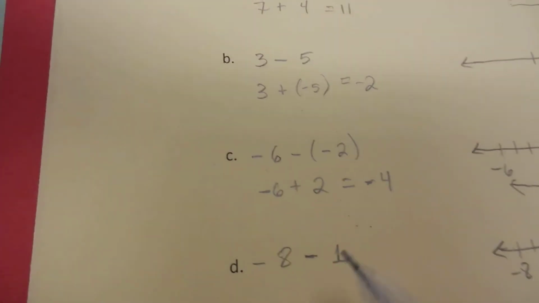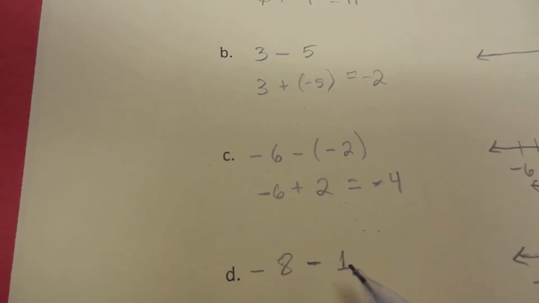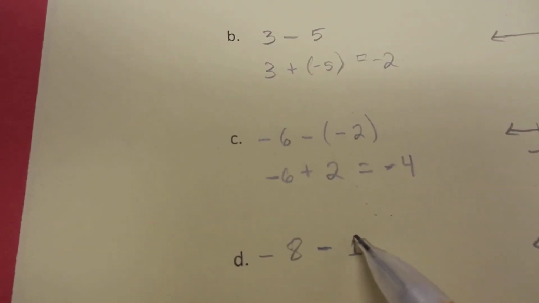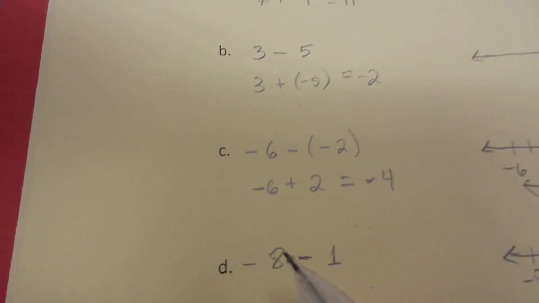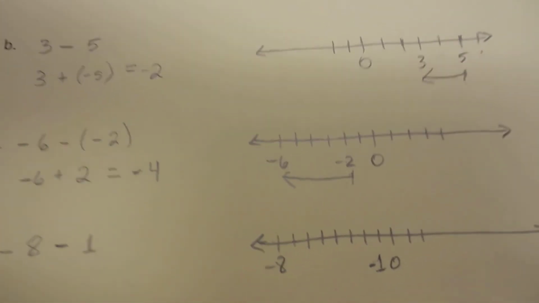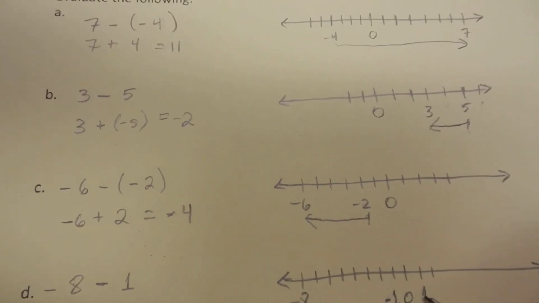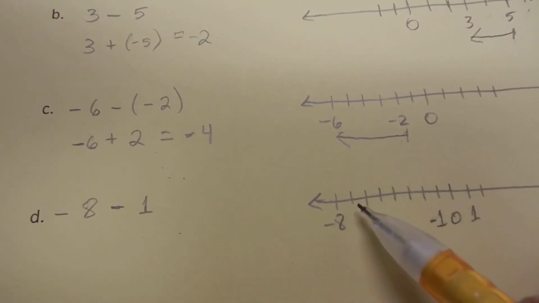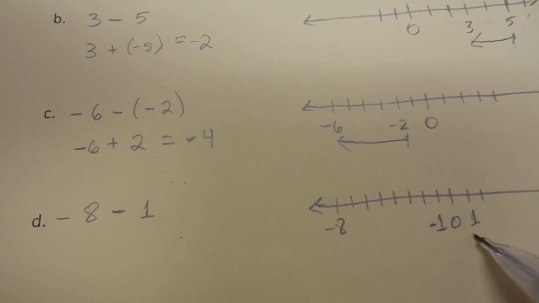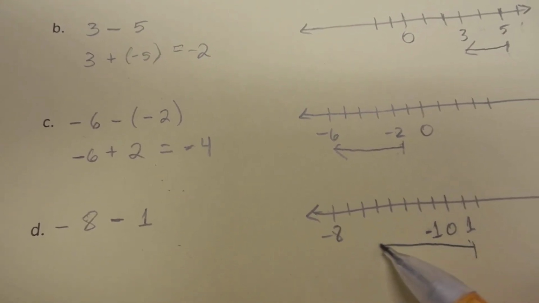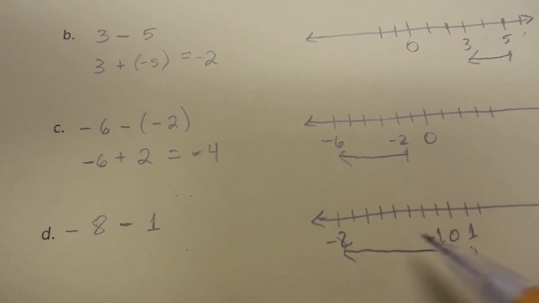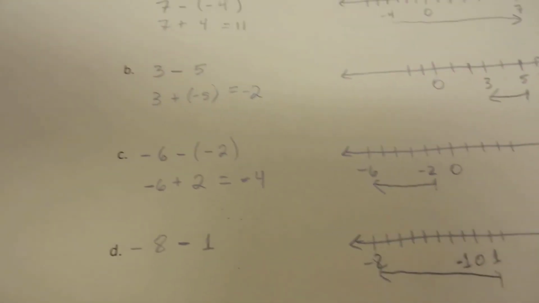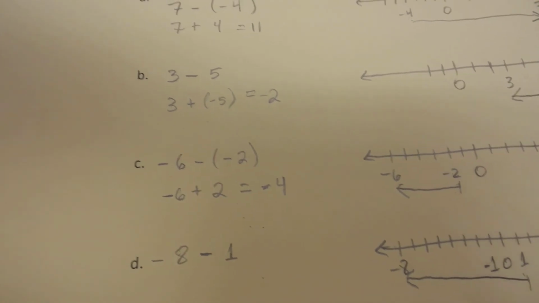One more here. Negative 8 minus a 1. So using the number line method, we can think of this as how far is it from this positive 1 to that negative 8 on a number line. I got to put a positive 1 there. So from positive 1 all the way down to negative 8, how far is that? Well, you can count, and you'll see that that is actually 9 units in that negative direction. So the answer here is negative 9.